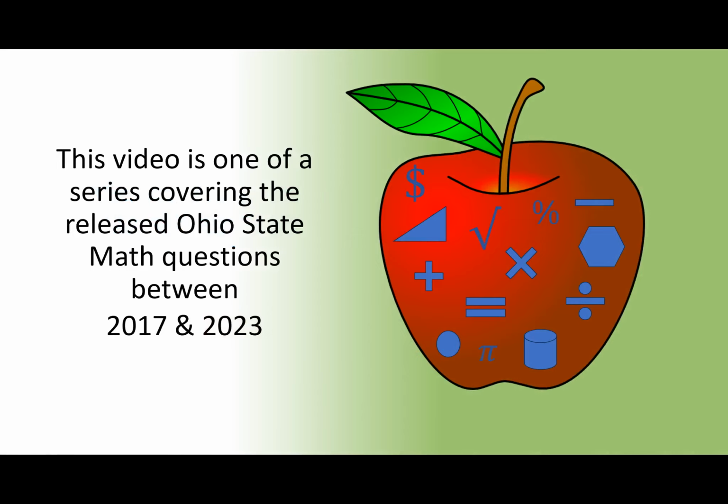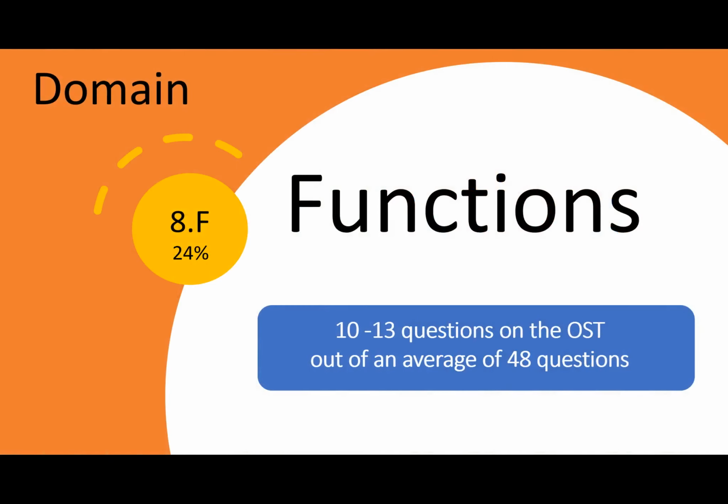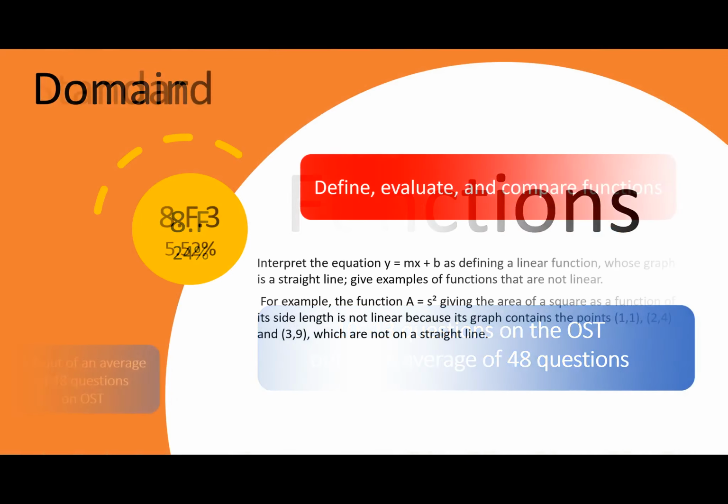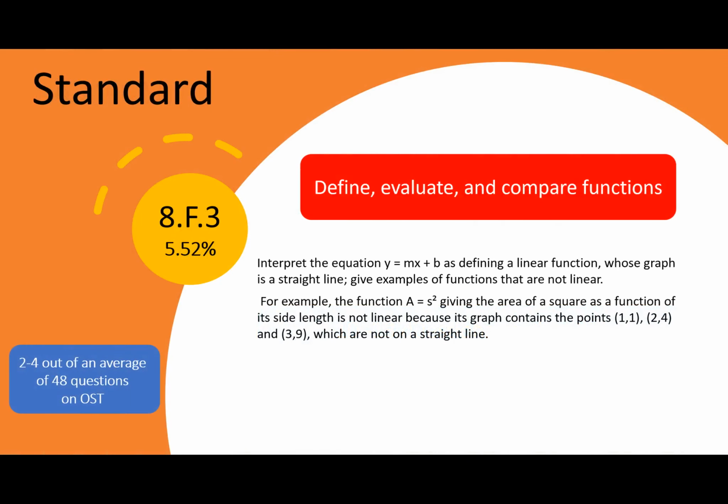This video is one of a series covering the released Ohio State math questions between 2017 and 2023. Functions make up almost 1/4 of the test questions. Standard 8.F.3. Define, evaluate, and compare functions. Interpret the equation y equals mx plus b as defining a linear function whose graph is a straight line. This standard is very important. 2 to 4 questions are on the test every year.